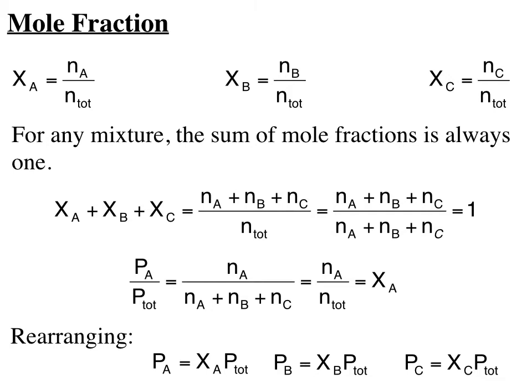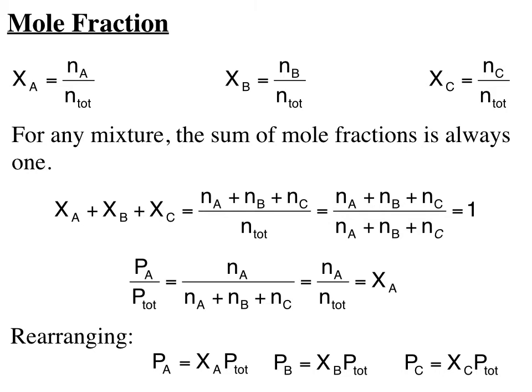Then I can have XA, excuse me, as NA over NA plus NB plus NC plus ND. So I would just put whatever number of components are present, the number of moles of each individual component divided by the total moles. Now, when you have a mixture of components, the sum of mole fractions is always 1. XA plus XB plus XC must be equal to 1. And we can see that directly by just substituting what XA, XB, and XC are into the formula. I would get 1 when I put the sum of all the components' mole fractions together.